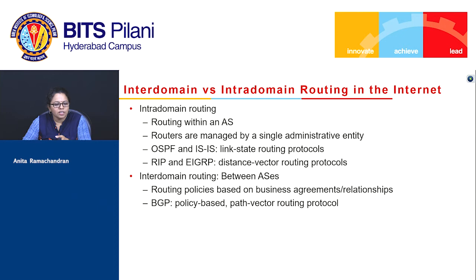So examples of intra-domain routing are OSPF and RIP. And examples of inter-domain routing, which is between autonomous systems, are BGP, which are policy-based path vector routing protocols. And these also take care of implementing routing policies based on business agreements or relationships.